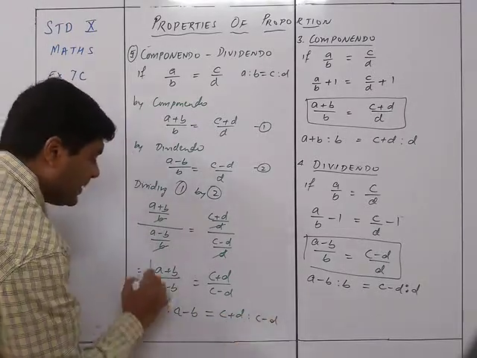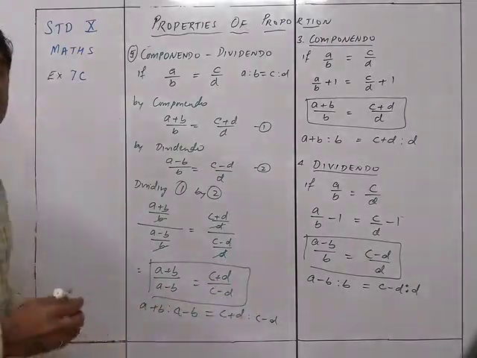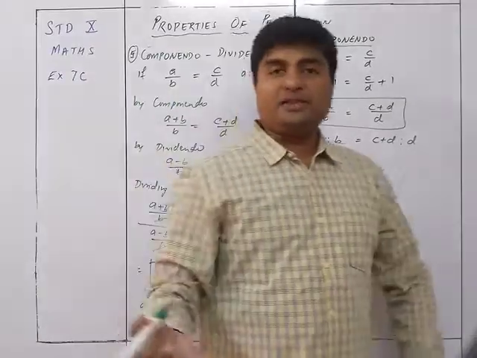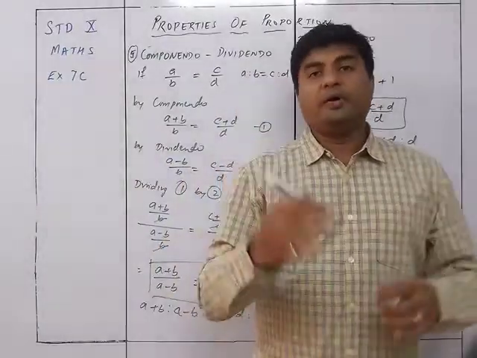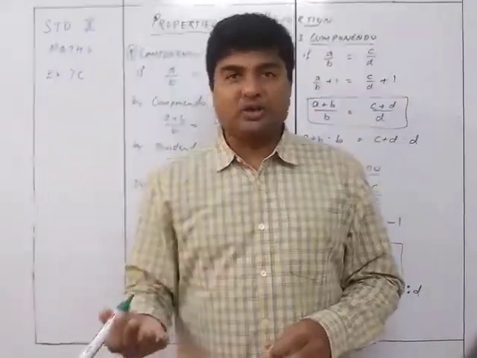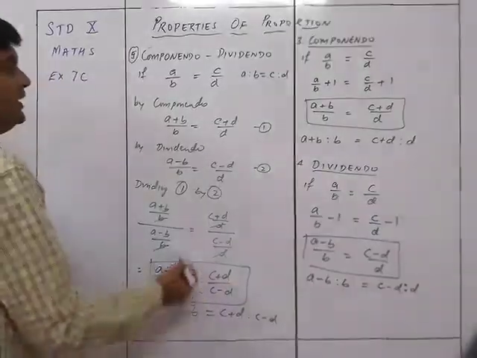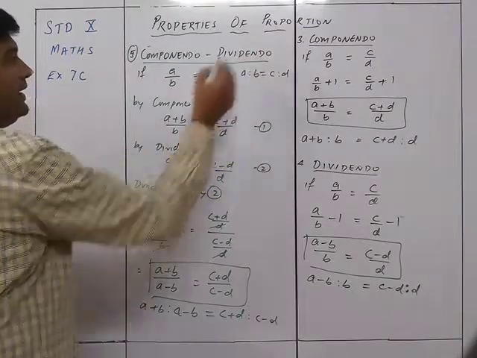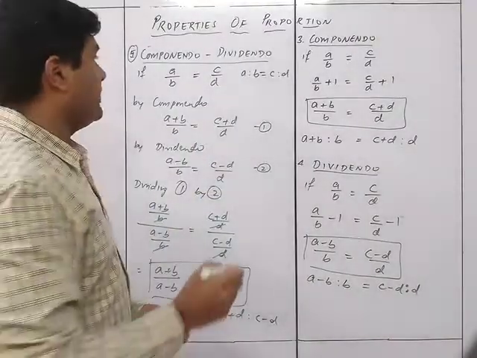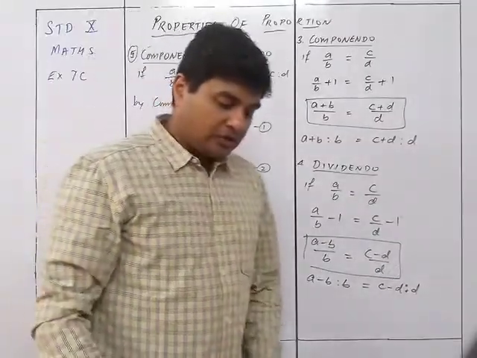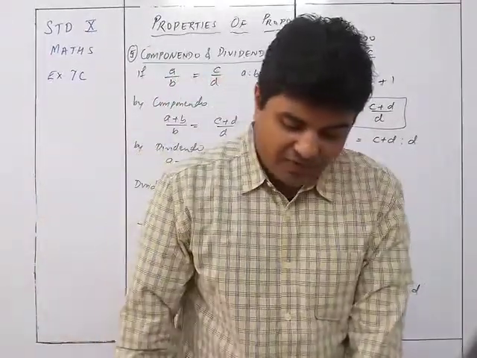This is nothing but componendo dividendo, which is numerator plus denominator upon numerator minus denominator is equal to numerator plus denominator upon numerator minus denominator of the second side. So this is what is most important, that is componendo and dividendo together. Okay, so these are the main 5 things.